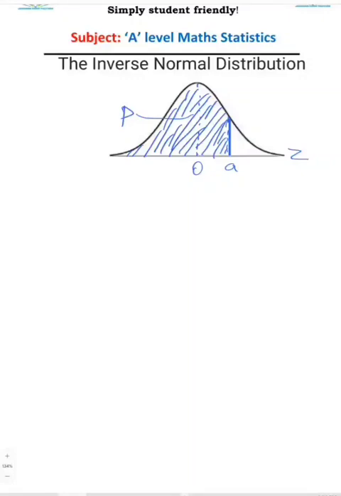Hello, in this session we are going to focus on the inverse normal distribution. The inverse normal distribution has to do with destandardization. That means the reverse process of standardization, whereby we try to find the Z value or the Z score that corresponds to a particular given probability.